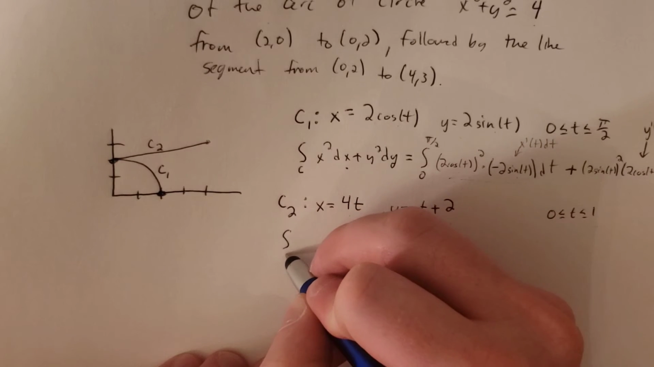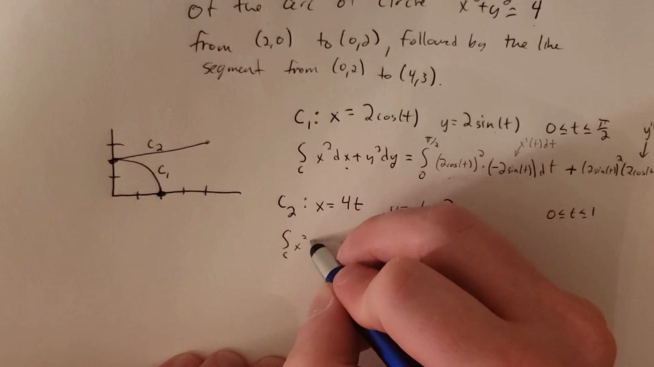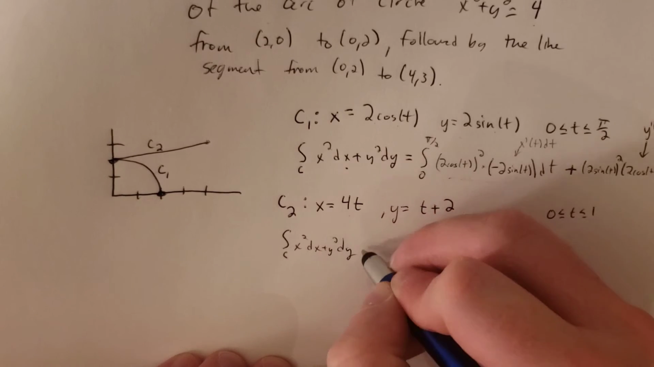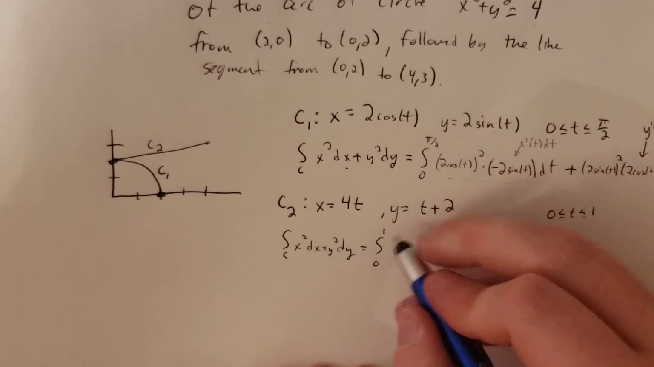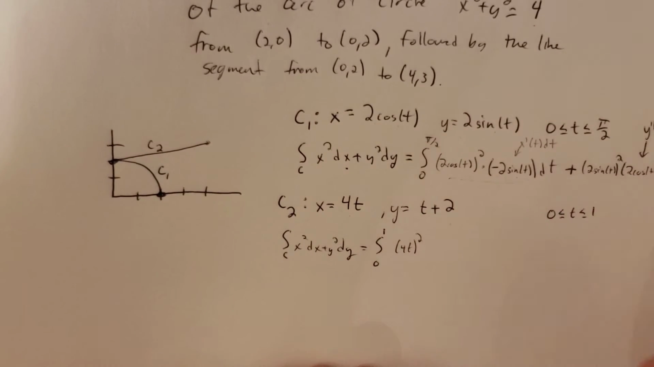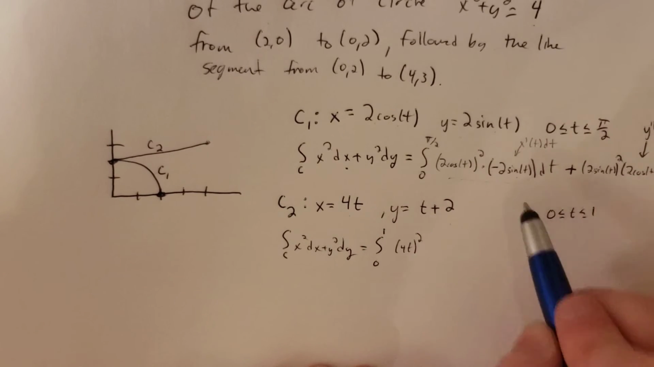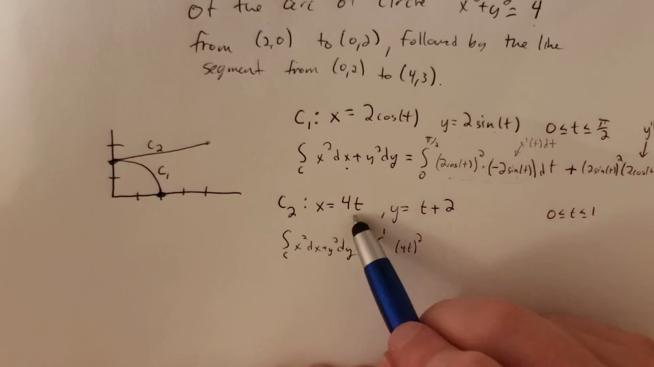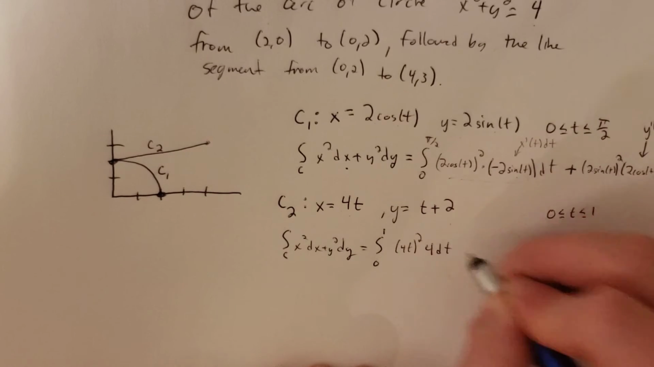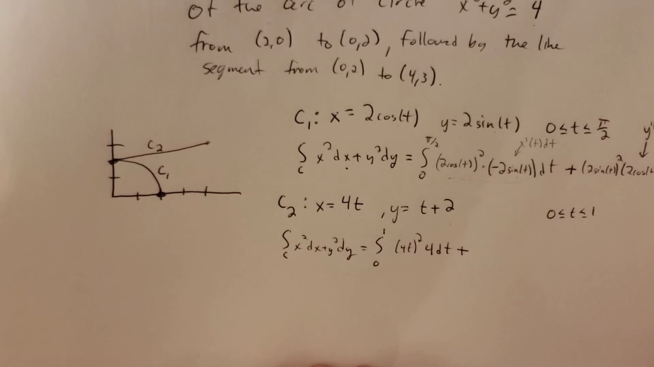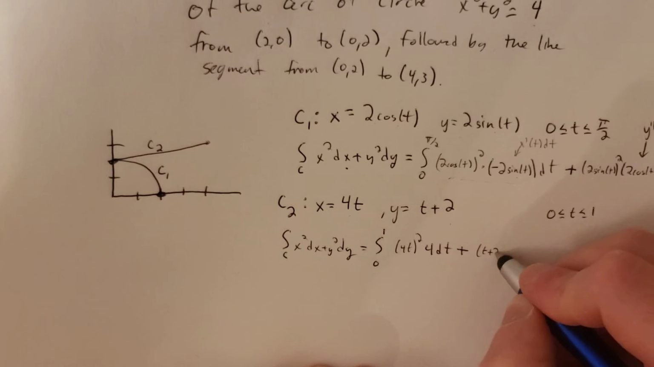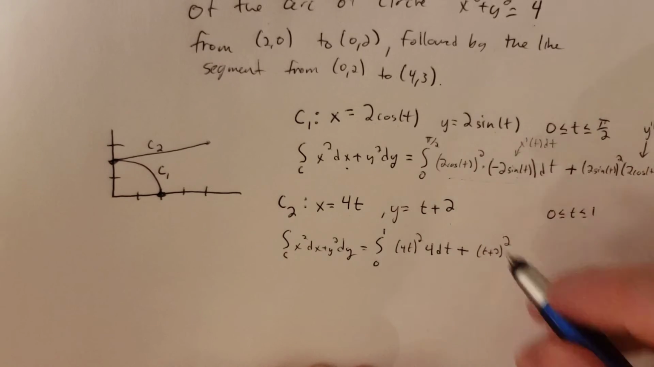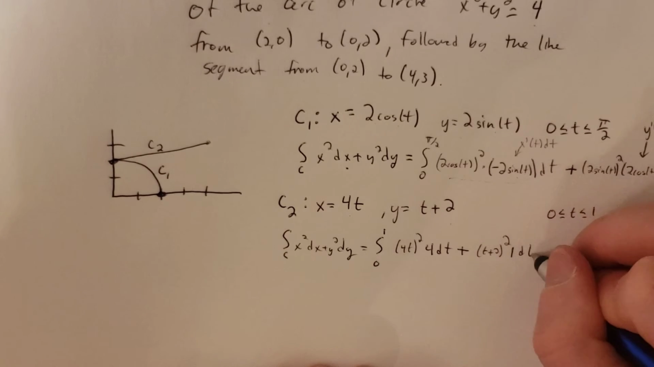Well, for this, we would get the integral over the curve C of x squared dx plus y squared dy is equal to the integral from 0 to 1 of x squared, that is 4t squared, times dx, which is x prime of t dt. What is x prime? Well, that is 4, and then dt. Plus y squared. Y squared is t plus 2 squared, y prime, which is 1, dt.